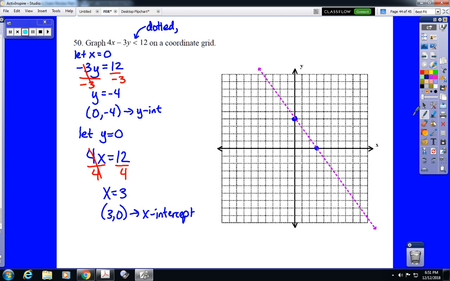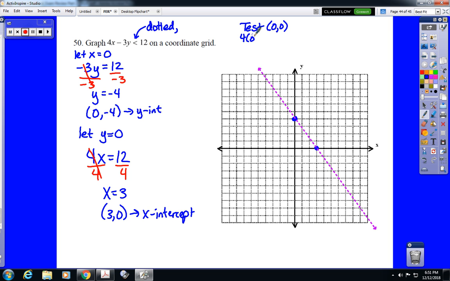Then we need to shade. So then we go back here and we think to ourselves, okay, this is in standard form. So how do I check that? Well, the easiest way to know where to shade is to plug in 0, 0. So to figure out where to shade, we test the point 0, 0 in the equation.